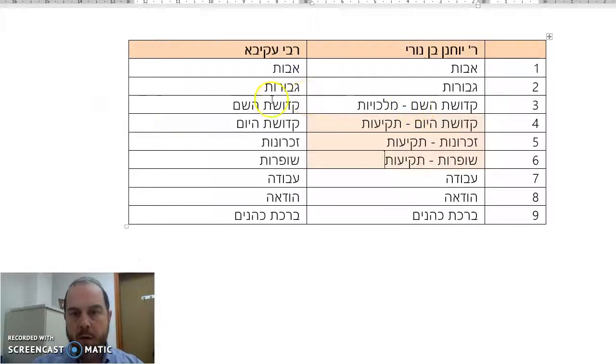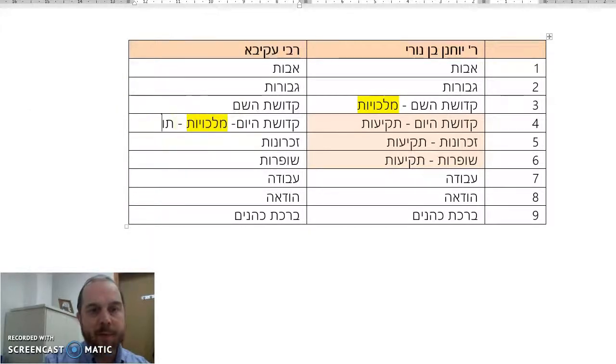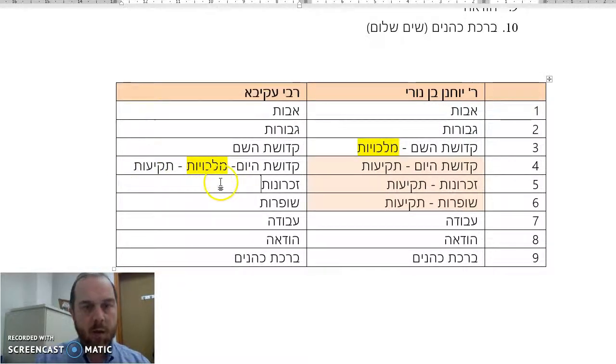Let's put that in the chart. Rabbi Akiva says malchiot goes in kedushat hayom. It goes here. This is where Malchiot is. You know, let's highlight Malchiot. Okay, Malchiot goes here. Rabbi Akiva says Malchiot goes here. And then he says, but you have to blow the shofar with Malchiot. So you do the tkiyot. So here we have tkiyot. And of course, we're going to add tkiyot here and here as well.